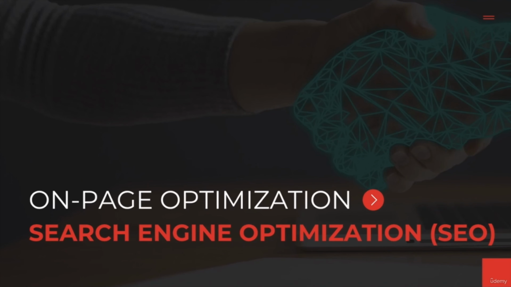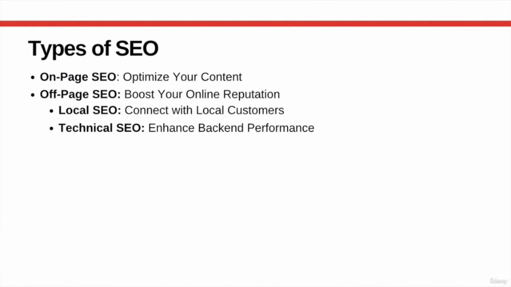Hi, on-page optimization. To recap, on-page SEO is about optimizing every element of your web page to improve its visibility in search engines. It includes creating high-quality content, using clear titles and headings, and incorporating important keywords that users are searching for. Let's dive into some key aspects.